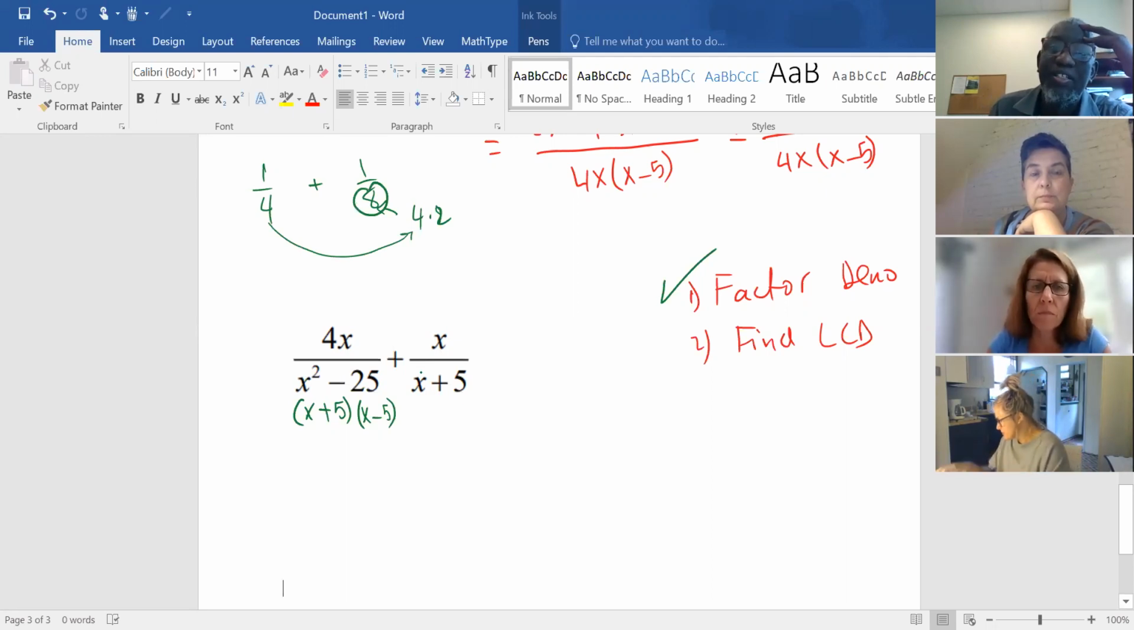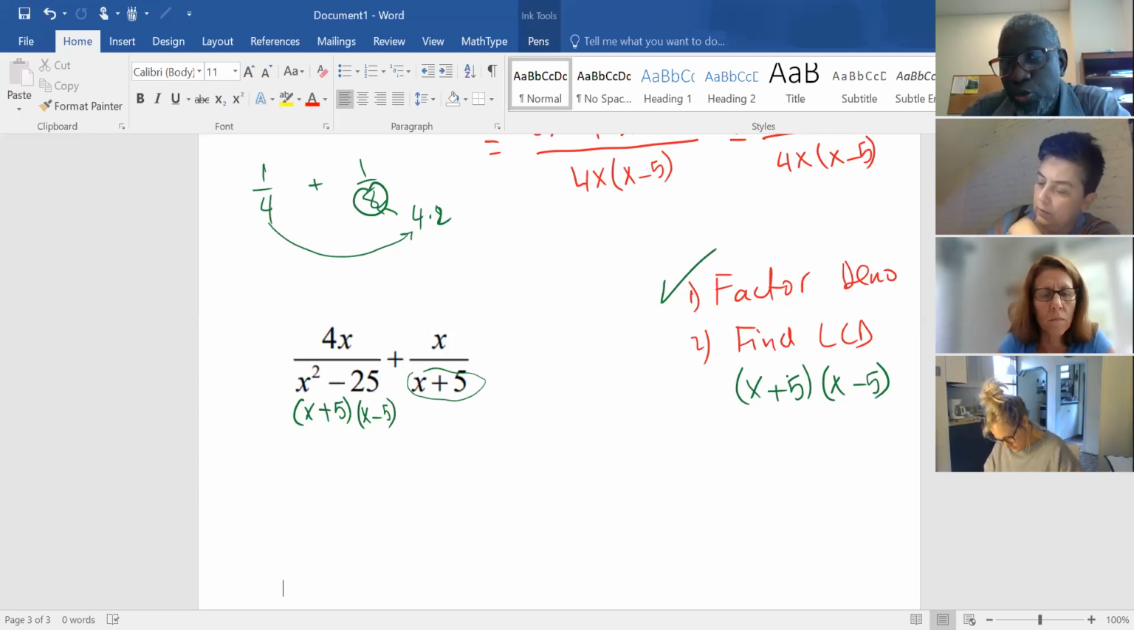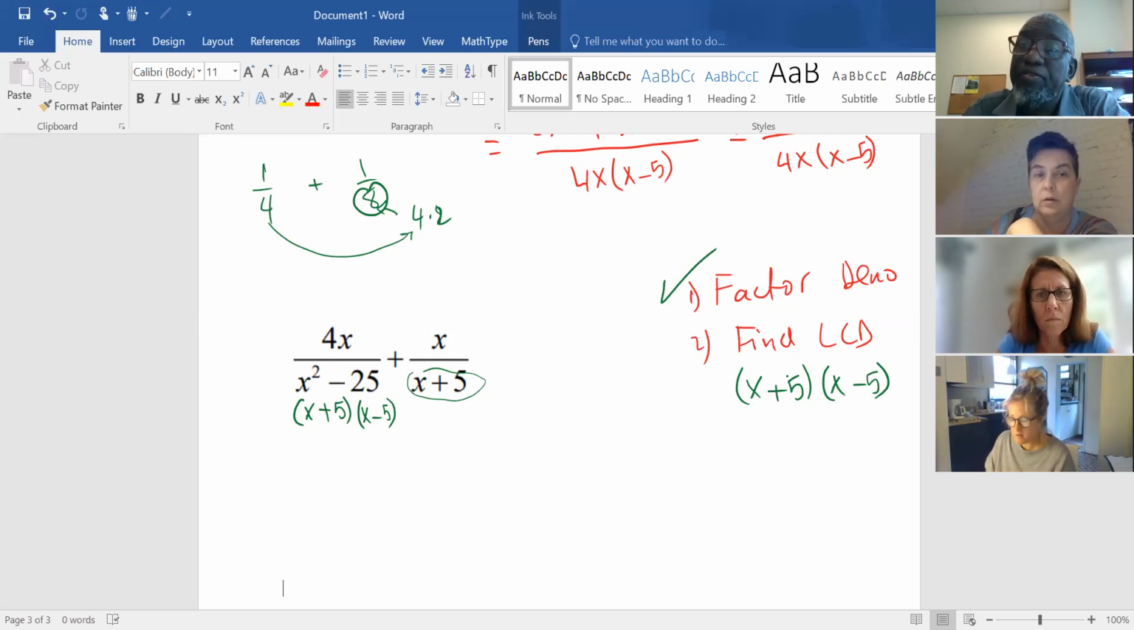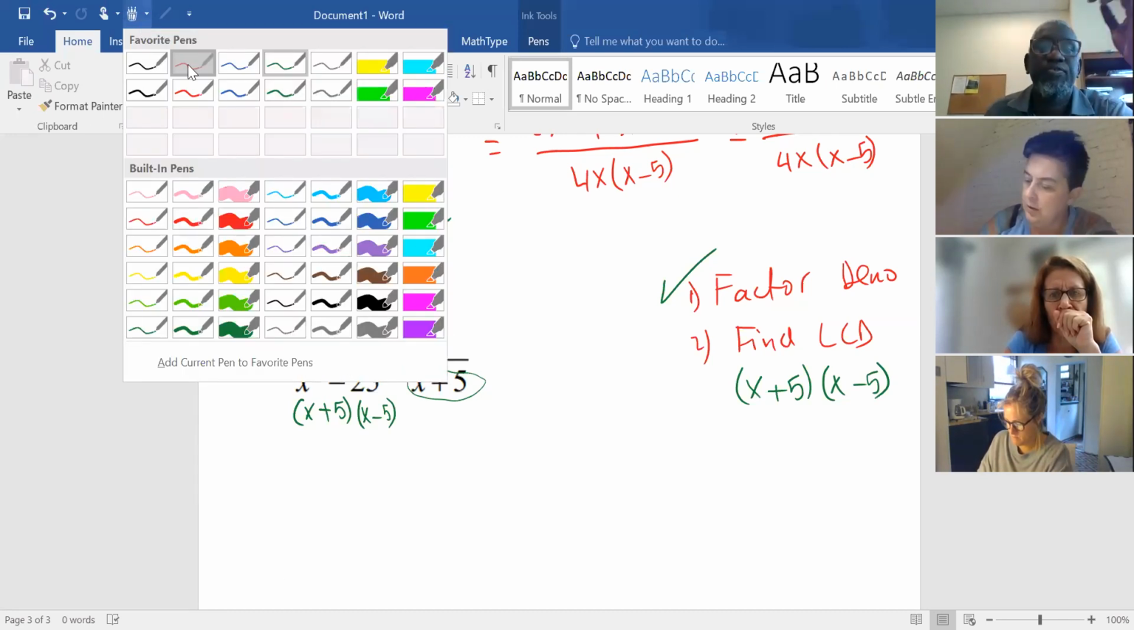Same thing here. Since this one is a piece of this one, the LCD is x plus 5 times x minus 5. Okay? Because the LCD is x plus 5 times x minus 5, do we need to change the first denominator? Do we have already the LCD there? No, we don't have to change it, because we already have the LCD there. What do you have to do to the second denominator then?